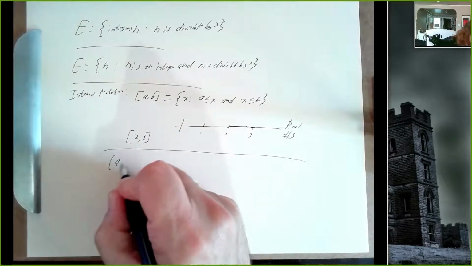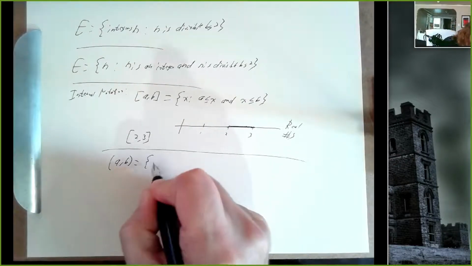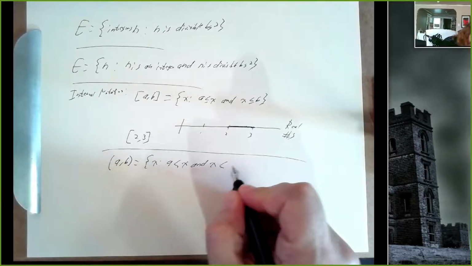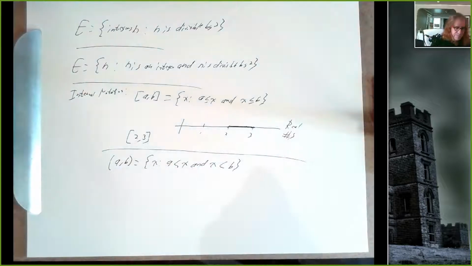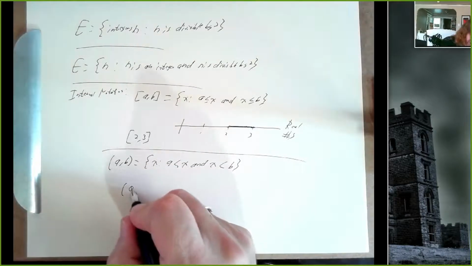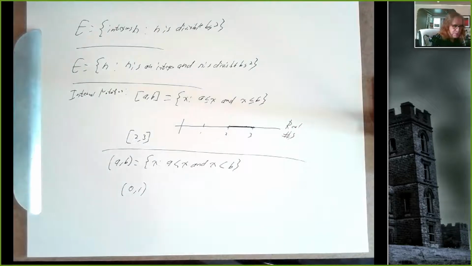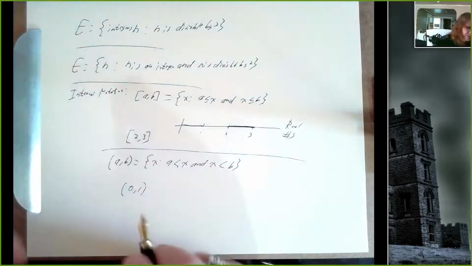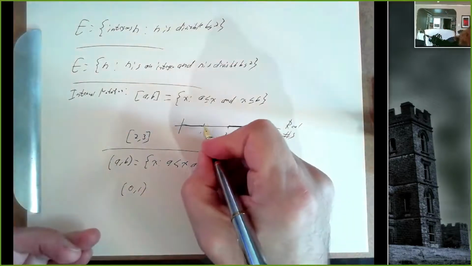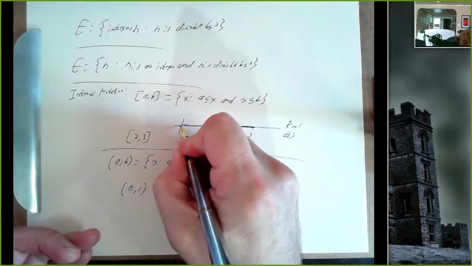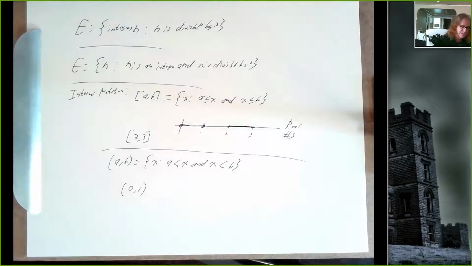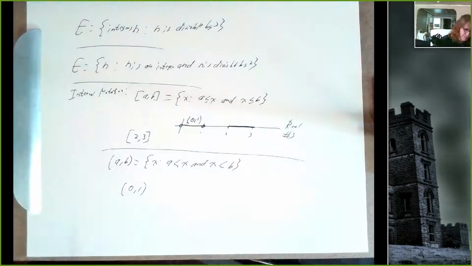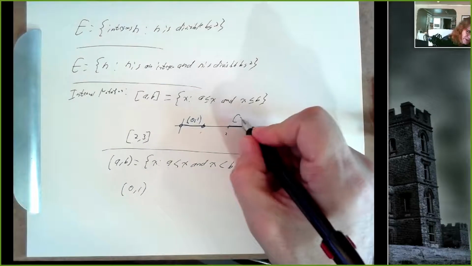If instead I use parentheses, that's the set of all x such that a is less than x and x is less than b. So if I write parentheses 0 comma 1, what I mean is all the stuff between 0 and 1, but not actually including 0 or 1. And sometimes we represent that by drawing a little circle at those endpoints to say it does not include 0 or 1. So this might be the parentheses 0, 1, and this would be the bracket 2 comma 3.